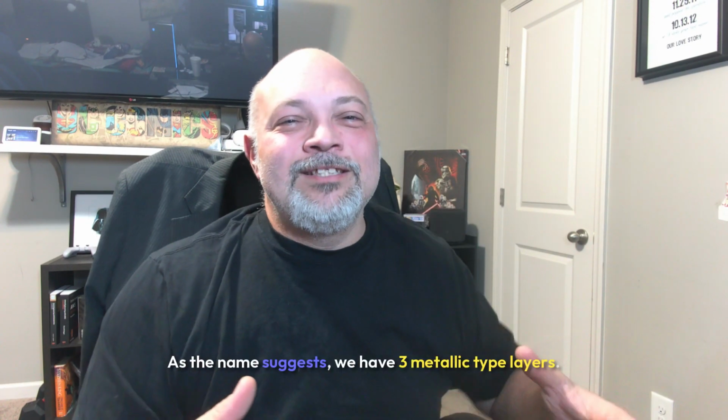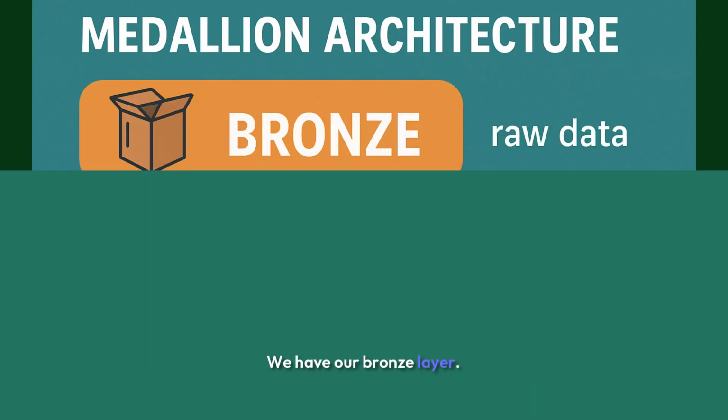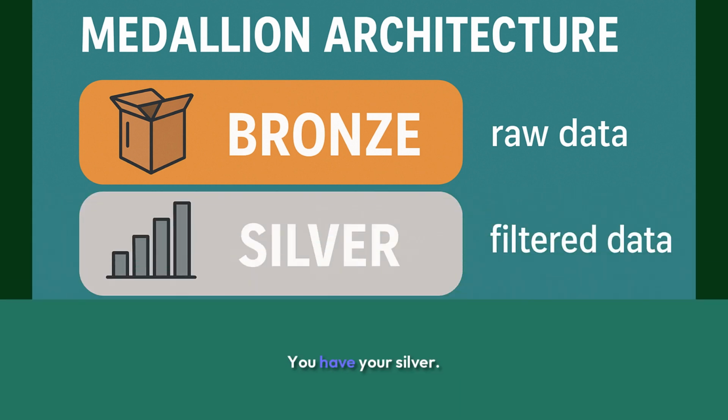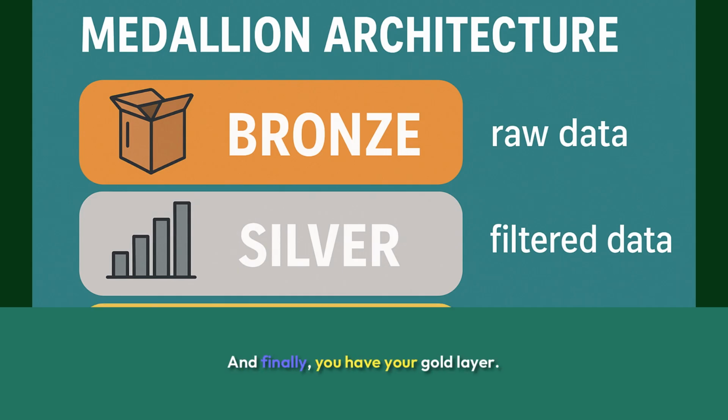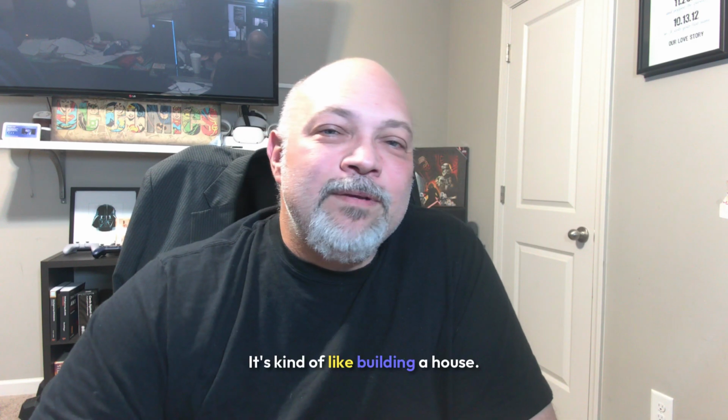Here's the 3 layers. As the name suggests, we have 3 metallic type layers. We have our bronze layer. And the bronze layer is your raw, unfiltered data, and it's all the data that just landed, right? You have your silver. This is the data that's been cleaned, it's been filtered, it's been validated. And finally, you have your gold layer. This is your curated, business-ready model that is refined and trusted, ready to go for all of your senior leadership and your reporting.